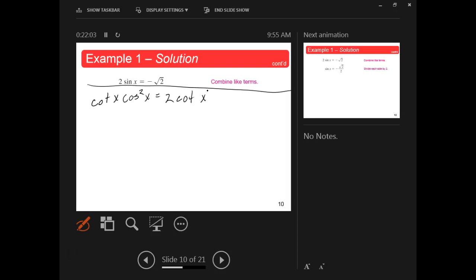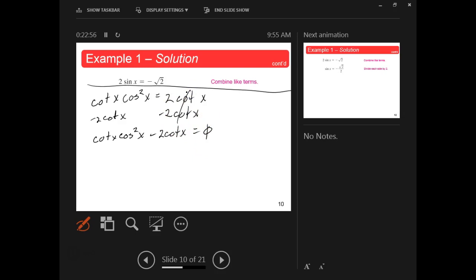Which way are you doing? When you say move it, how do you move it? Okay, now that cotangent and cosine are multiplied, you're going to subtract this from both sides. The two, okay, got it. Minus 2 cotangent x from both sides. All right. So that gives you cotangent x cosine squared x minus 2 cotangent x is equal to 0, because that side goes to 0 now.